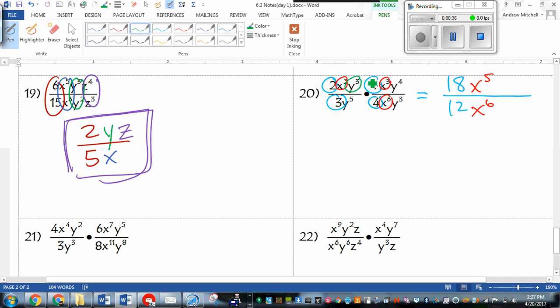And then our y's. Y to the 3rd times y to the 4th. We add the exponents. Y to the 7th. Y to the 5th times y to the 3rd. We add the exponents. We get y to the 8th.